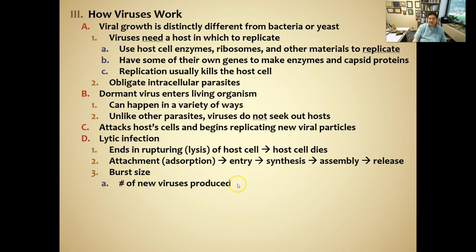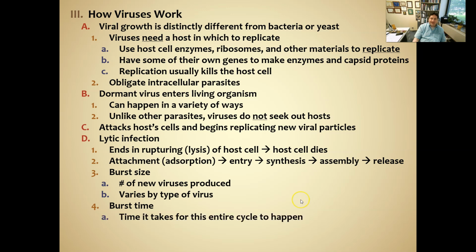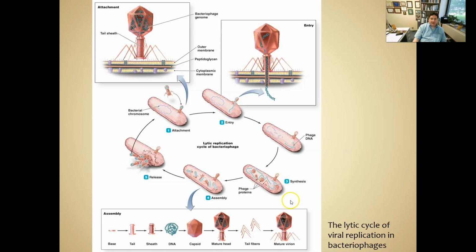How many new viruses you produce is called the burst size, and that's going to vary by the type of virus. It can be in the hundreds or thousands. How long this 5-step process takes is called burst time, and that also varies by the type of virus. Now, the best way to understand this is to look at a picture here.